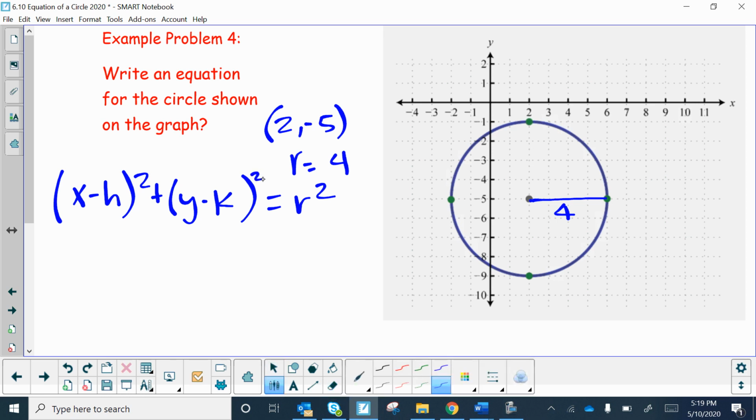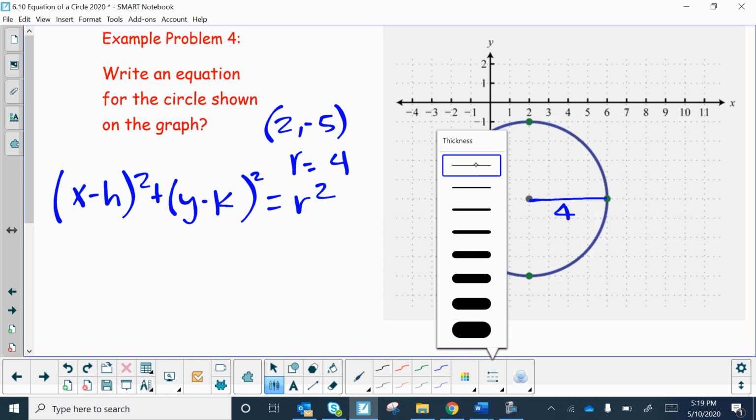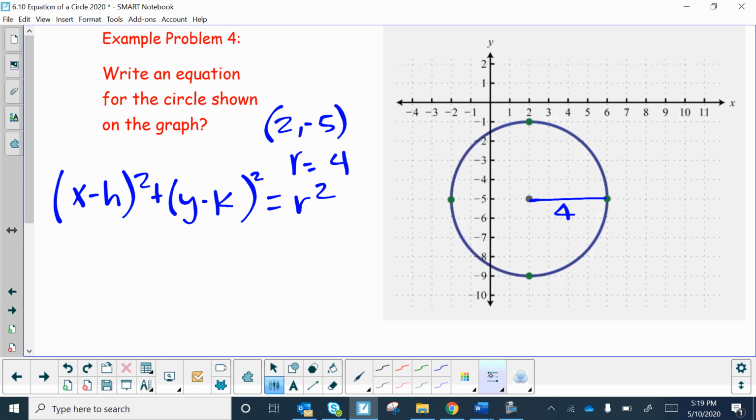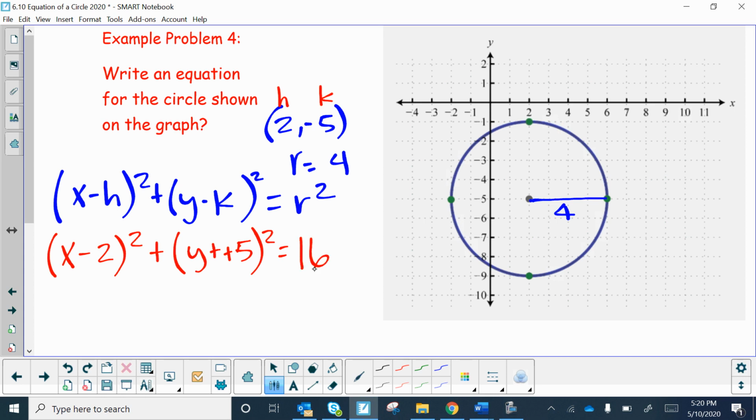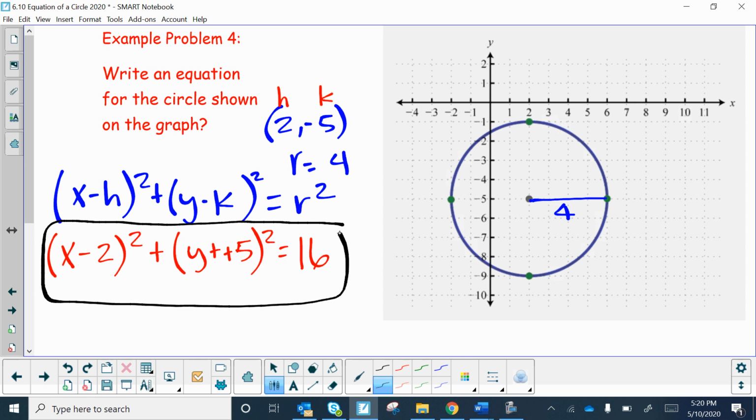All right, so now let's plug in what we know. So we know that this is always going to be h and that's going to be k, h comma k. So it's going to be x minus 2 squared plus y minus negative 5, which becomes a plus, squared equals 4 squared, which is, I'm going to go ahead and write 16. Okay? And so that's my equation that I want to be able to write down.